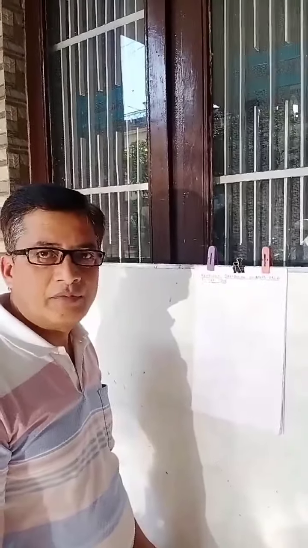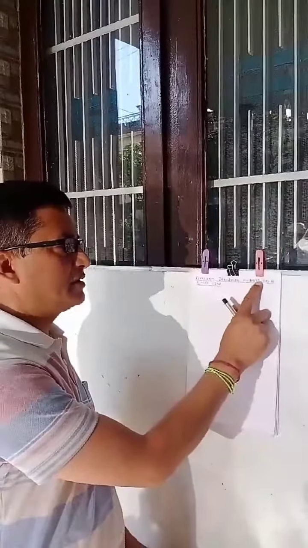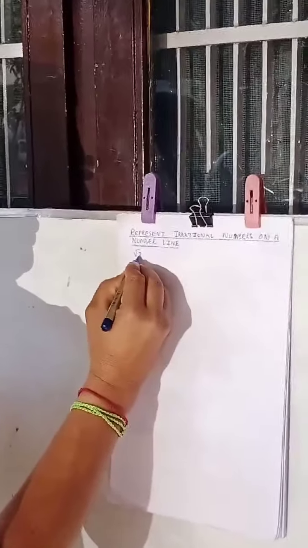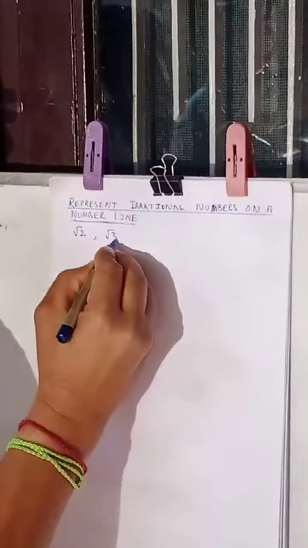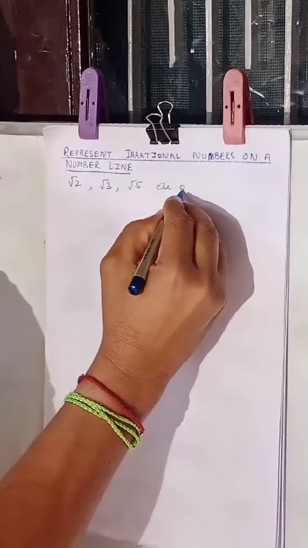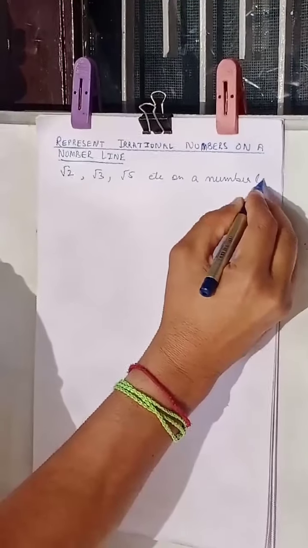Students, our today's topic is to represent irrational numbers on a number line. Let's start with root 2, root 3, root 5, etc. on a number line. So how to do this?